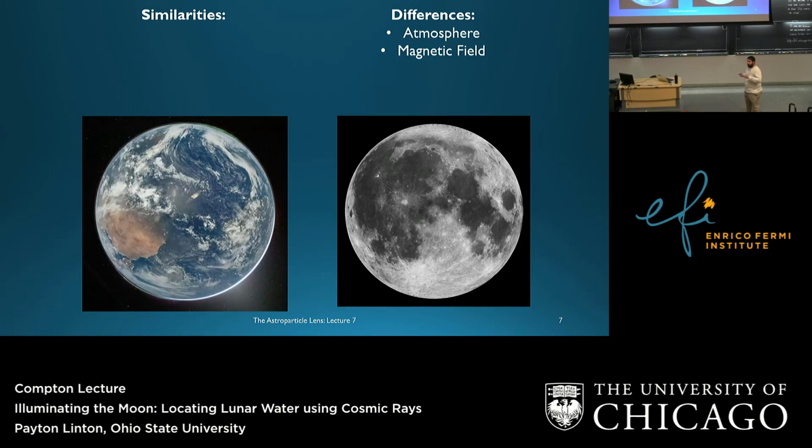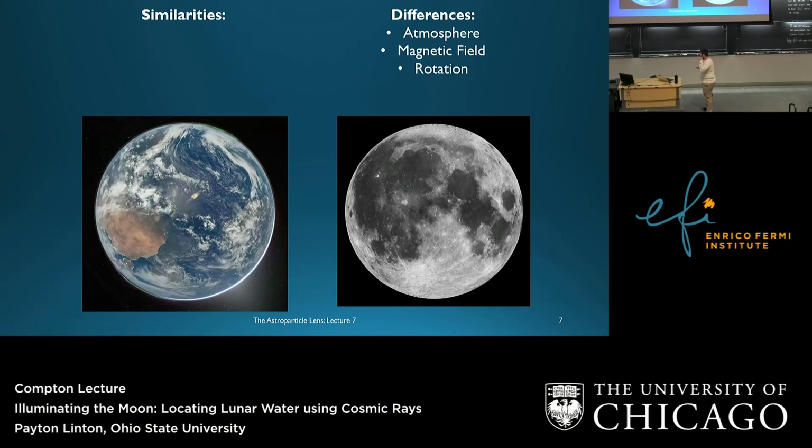So the next one is about magnetic field, which I've already mentioned, right? The moon lacks a magnetic field, and on Earth, this acts as an additional layer of protection where low-energy cosmic rays will be deflected away from the Earth because of our magnetic field. Without the magnetic field, even low-energy cosmic rays are able to directly impact the moon, right?